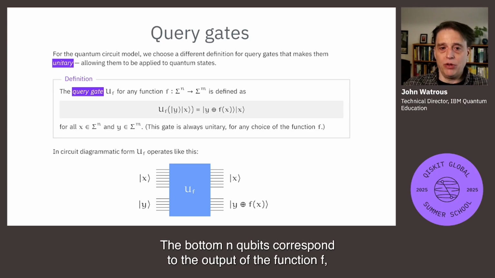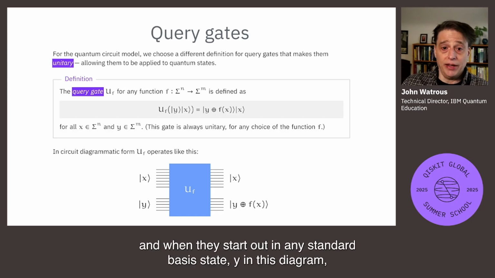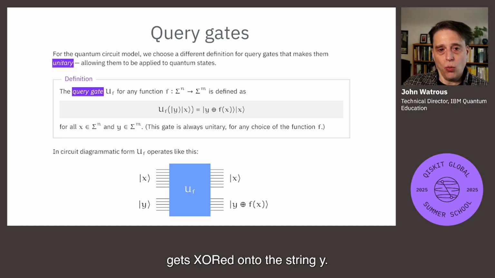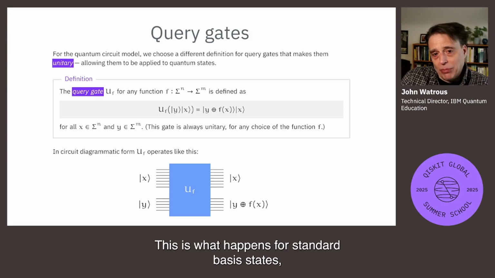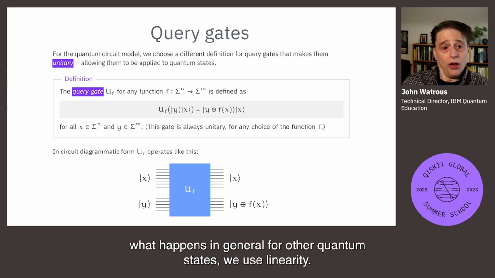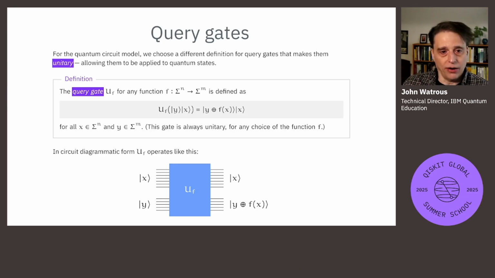The bottom m qubits correspond to the output of the function f, and when they start out in any standard basis state, |y⟩ in this diagram, what happens is that the output of the function f of x gets XORed onto the string y. This is what happens for standard basis states, and if we want to know what happens in general for other quantum states, we use linearity.